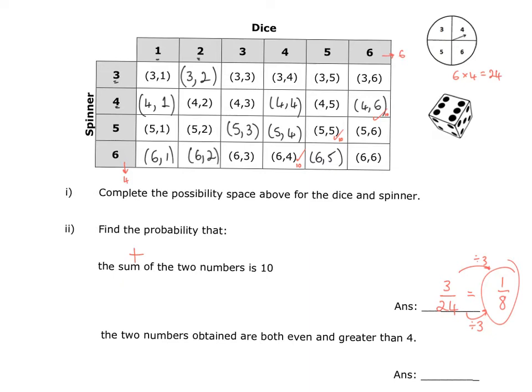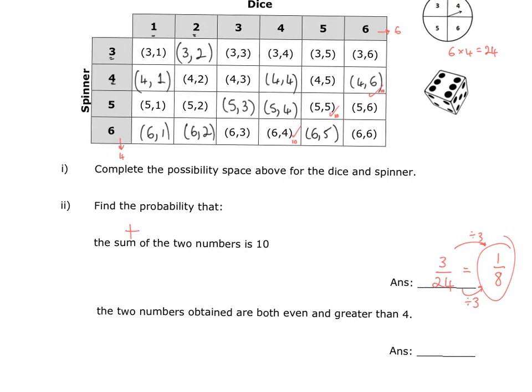Now for the next question, the two numbers obtained are both even and greater than 4. So they have to be even, both of them, and greater than 4. So let me start from this corner. These are both even and greater than 4. We need both even. These are both even.